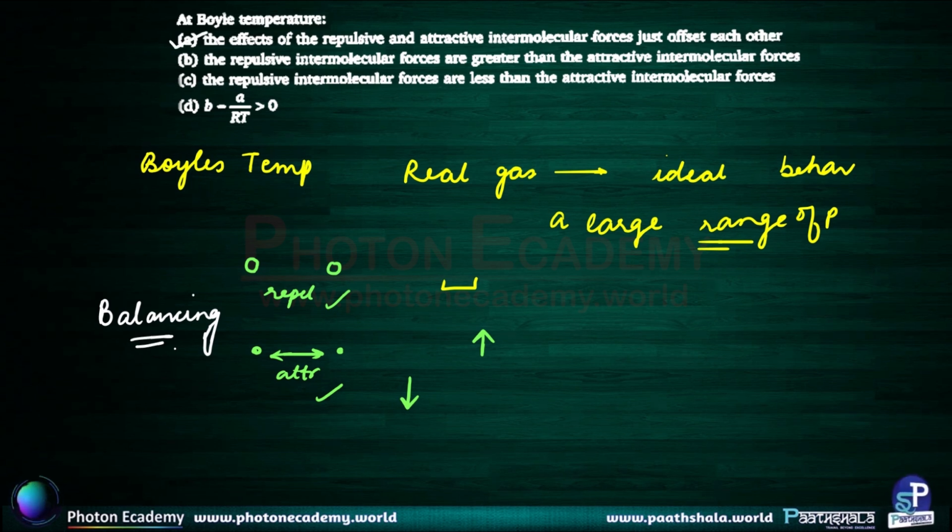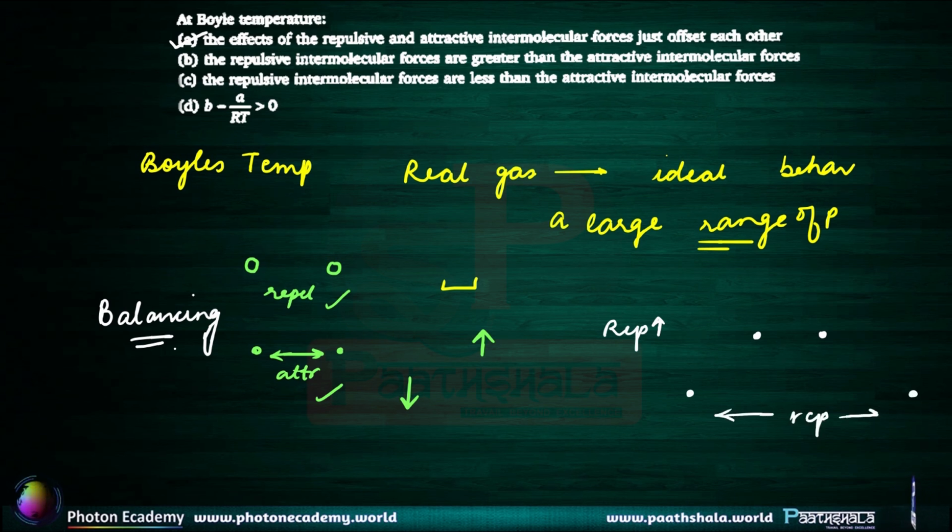The repulsive intermolecular forces are greater than the attractive intermolecular forces. Now, if the repulsive forces are greater, it would mean that if the ideal gas had to occupy, say, this volume, this gas would occupy this volume because repulsion is higher. And if the attractive forces are higher, as in option C, okay, then if the ideal gas had to occupy, say, this volume, the real one would occupy this volume. That is, the volume occupied will be smaller than that occupied by an ideal gas.